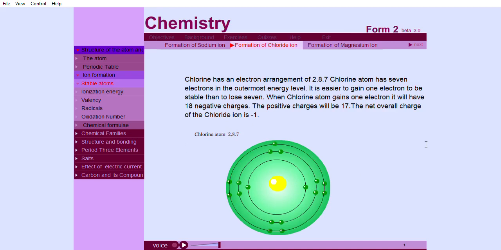Chlorine has an electron arrangement of 2, 8, 7. Chlorine atom has 7 electrons in the outermost energy level. It is easier to gain 1 electron to be stable than to lose 7. When chlorine atom gains 1 electron, it will have 18 negative charges. The positive charges will be 17. The net overall charge of the chloride ion is negative 1.